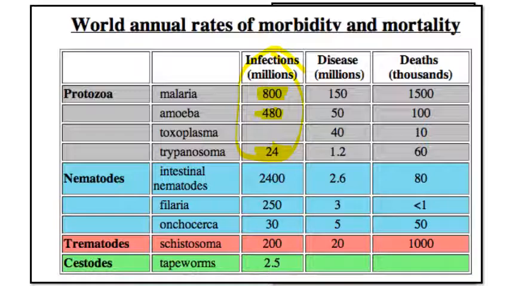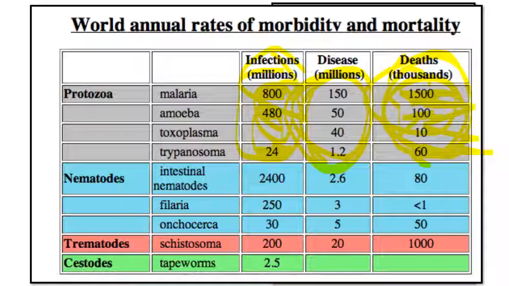And then getting infected and actually getting sick are two different things, and so there are lower numbers for the diseases, and then there are lower numbers still for deaths. This is the mortality rate, which is what's being referred to here. And so you can see that this is not trivial. There are millions of people who are dying from these protozoan diseases.